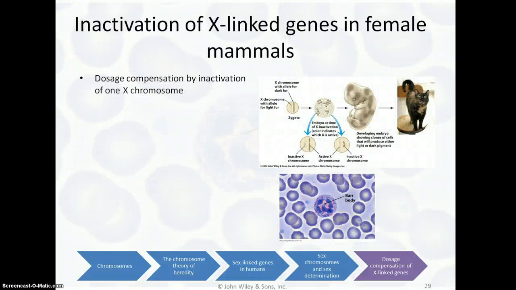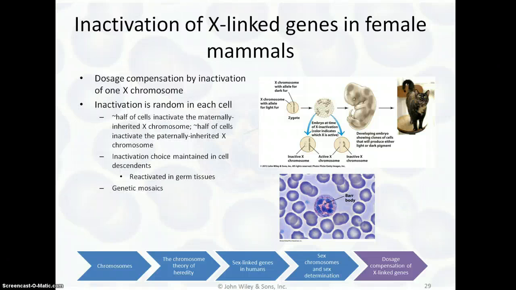This is something that is common to mammals. By inactivating one X chromosome in each cell, we are compensating for the excess of X chromosomes that females have compared to males. This inactivation is random in each cell. About half of the cells will inactivate the maternally inherited X chromosome in females, and about the other half will inactivate the paternally inherited X chromosome. This inactivation choice is maintained in the cell descendants. What I mean is that when those cells divide, the daughter cells will have the same X chromosome inactivated. However, all X chromosomes will be reactivated in the germ tissues, or the tissues that are going to develop into gametes.